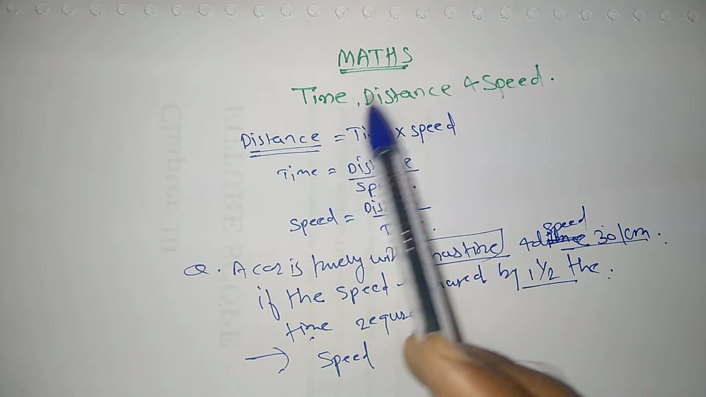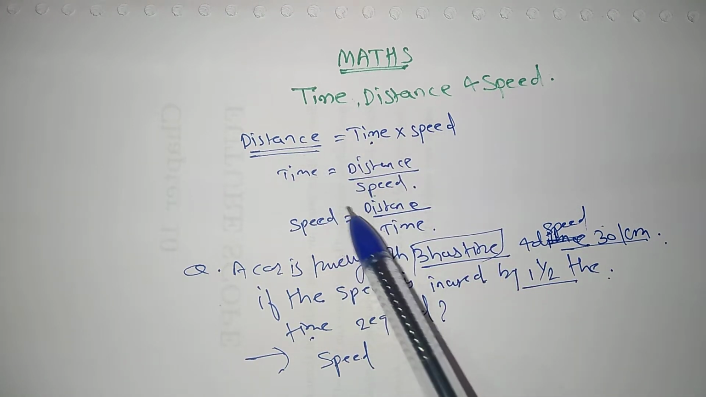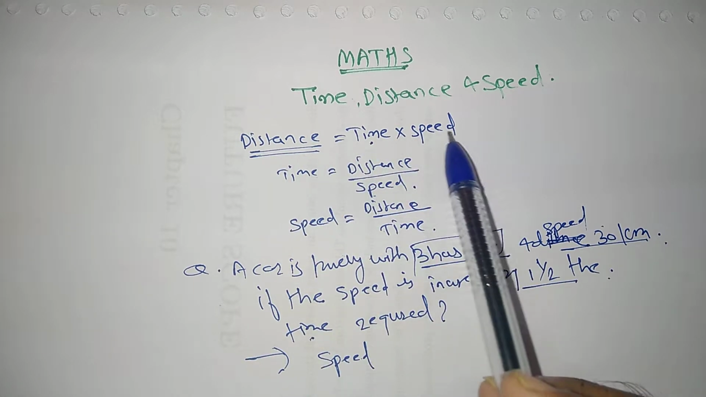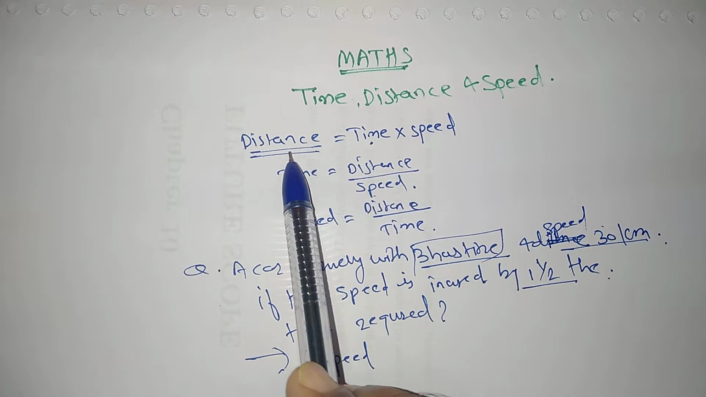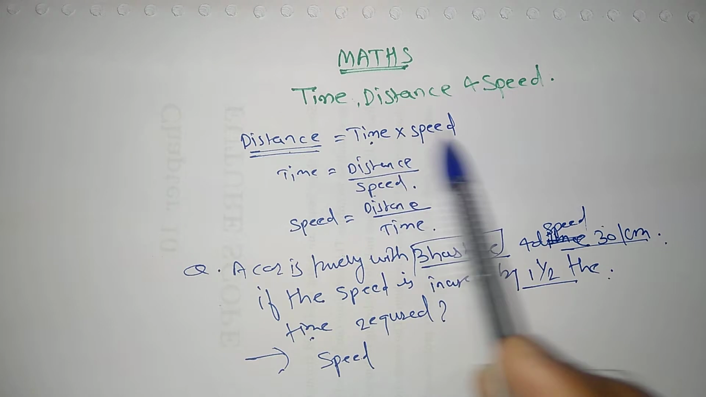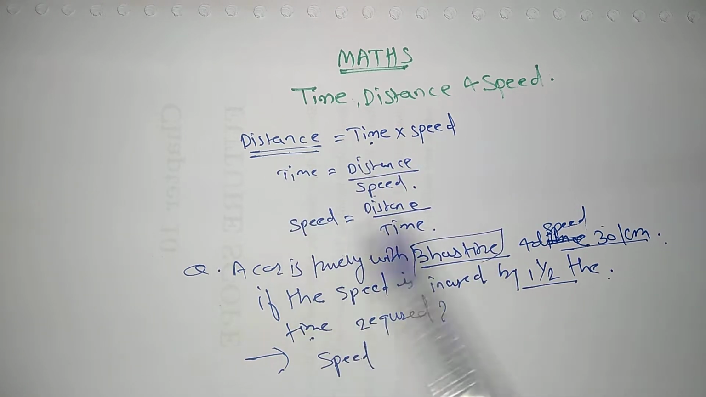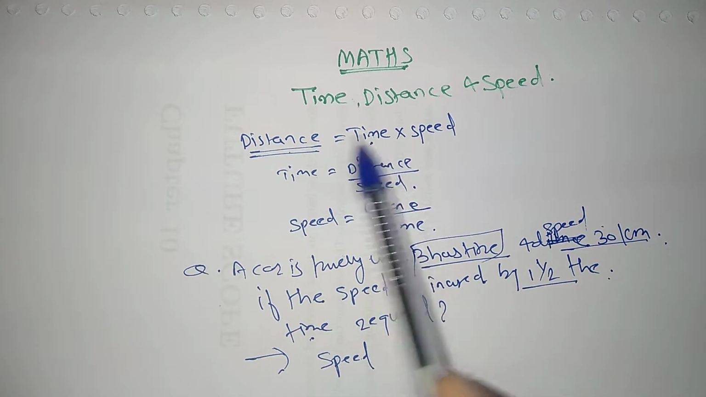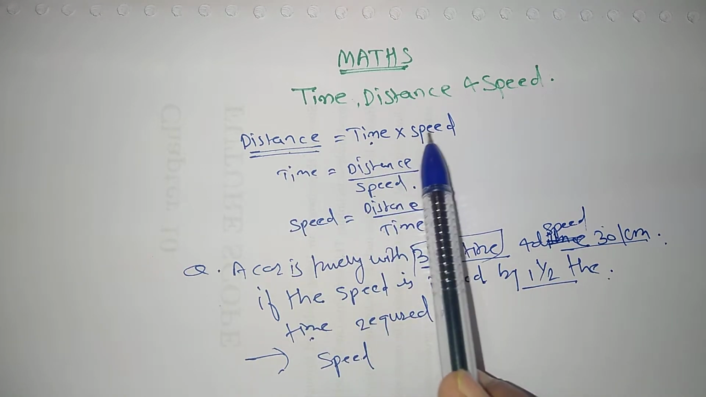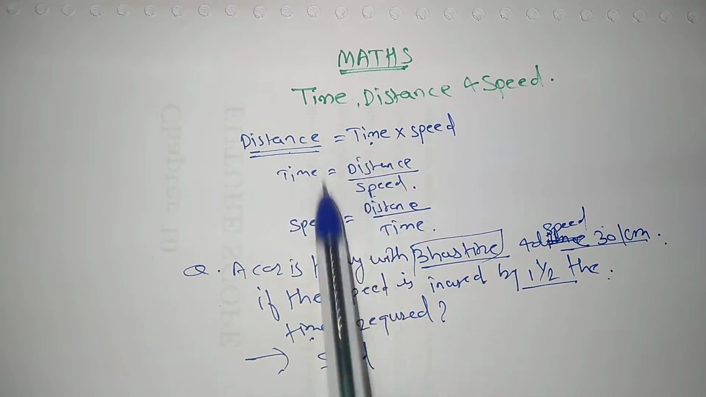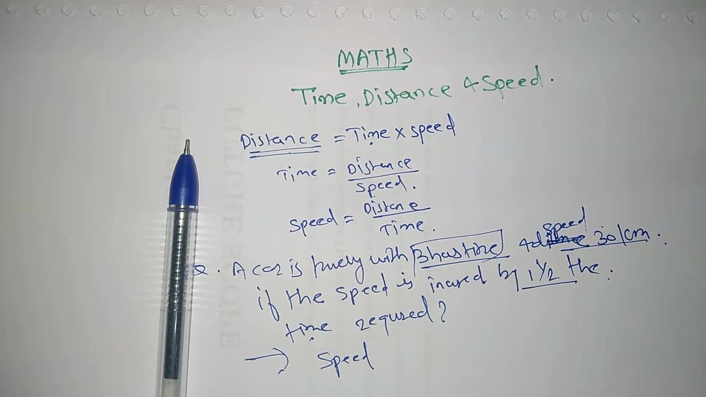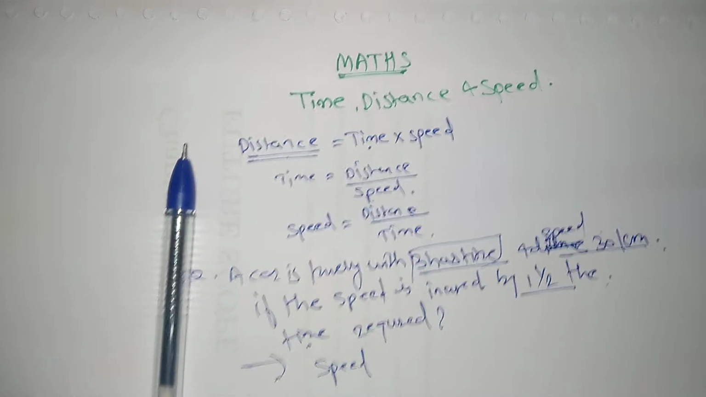For the different problems we require three different formulas, mainly distance equals time into speed. That means if I want to calculate the distance, I have the time and the speed, so with these two parameters I can find out the distance. In the same manner, if I require time, it is distance divided by speed. If I want to calculate the speed, it is distance divided by time. These are the three different formulas which we require.